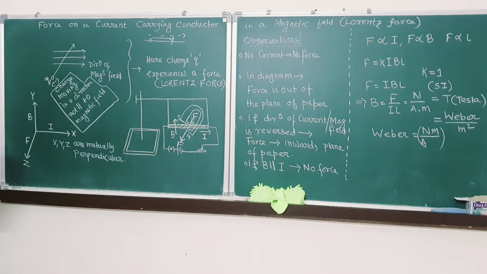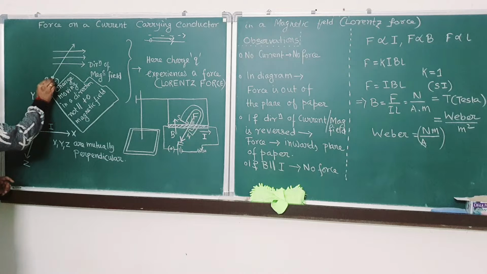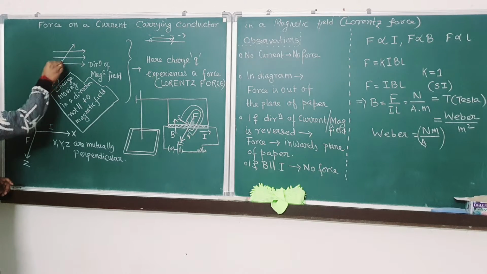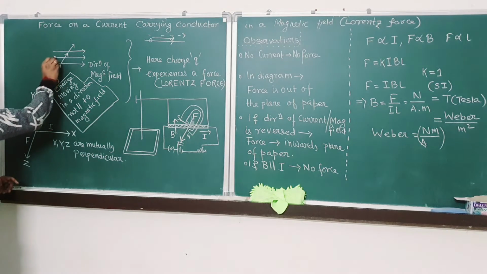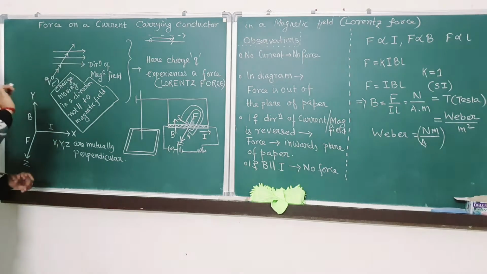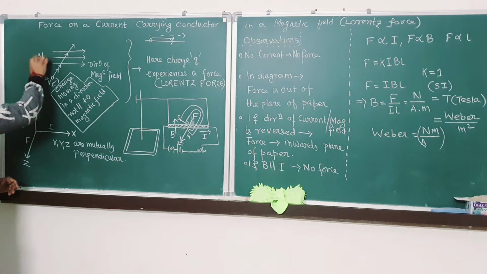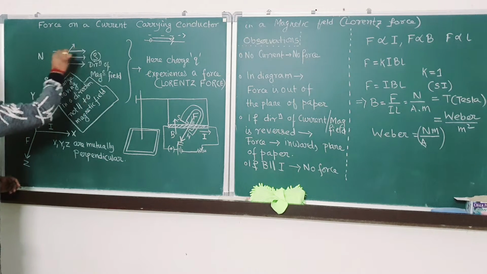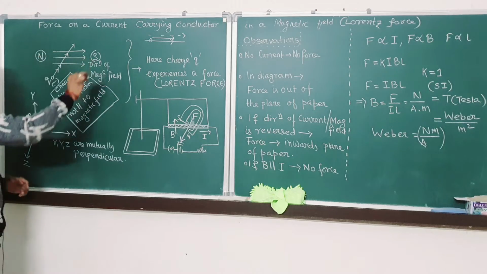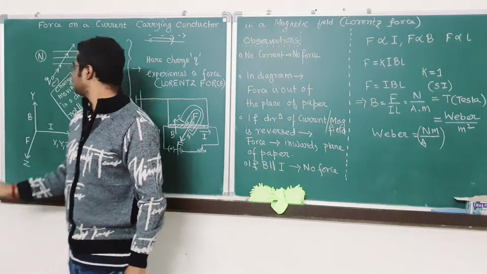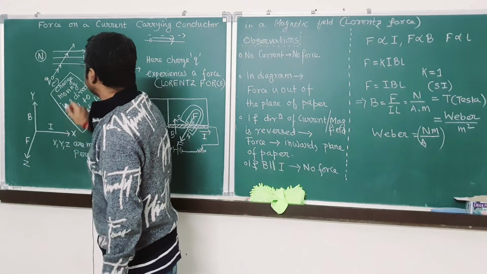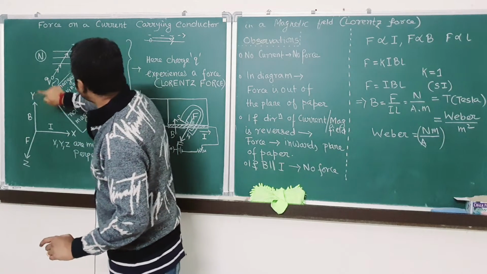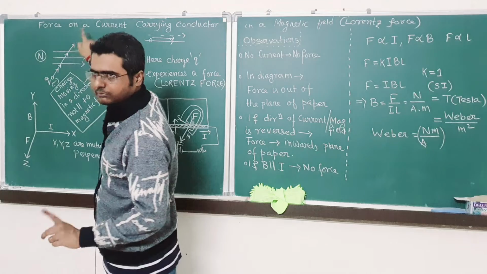So let us take this example. Here there is a charge which is moving in this direction, okay, and there is a magnetic field, the direction is shown. Suppose this is north pole, this is south pole, so magnetic field direction will be north pole to south pole, simple.